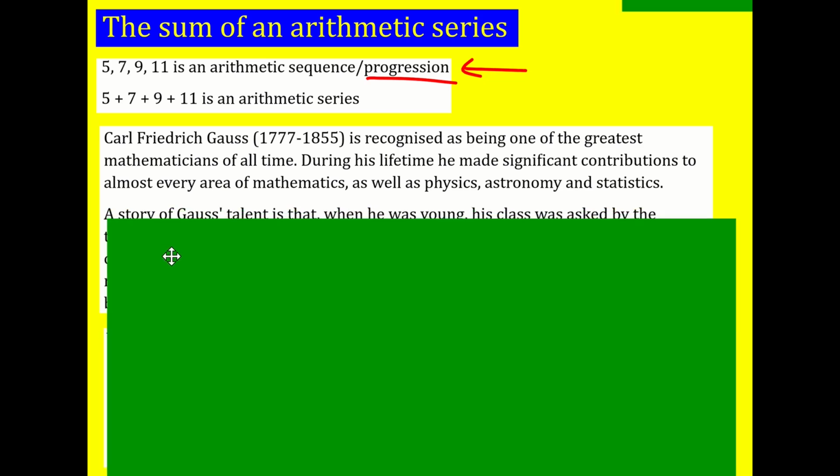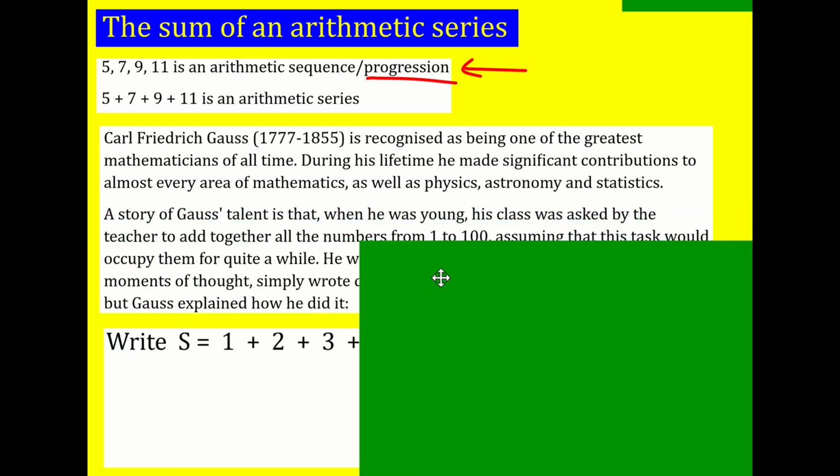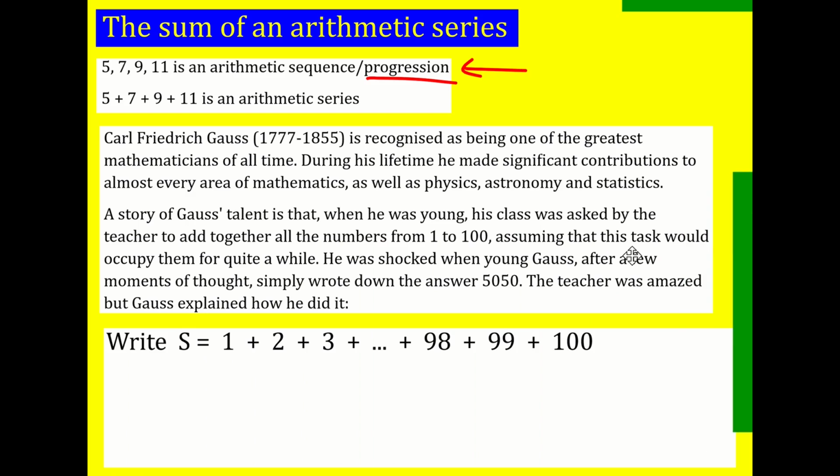Anyway, one story of his talent is when he was young, his class was asked by the teacher, just to keep them occupied, to add the numbers from 1 to 100. So off they went, some of them just adding them one at a time: 1 plus 2 is 3, add 3, we get 6, and so on. However, Gauss managed to do it really quickly, and he simply walked up with his chalkboard and he'd written down the correct answer, 5050.